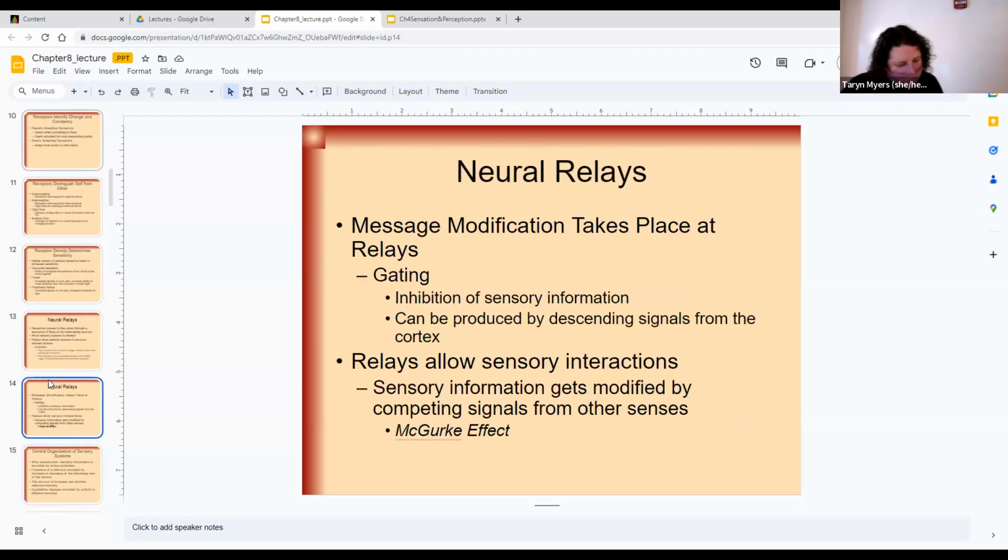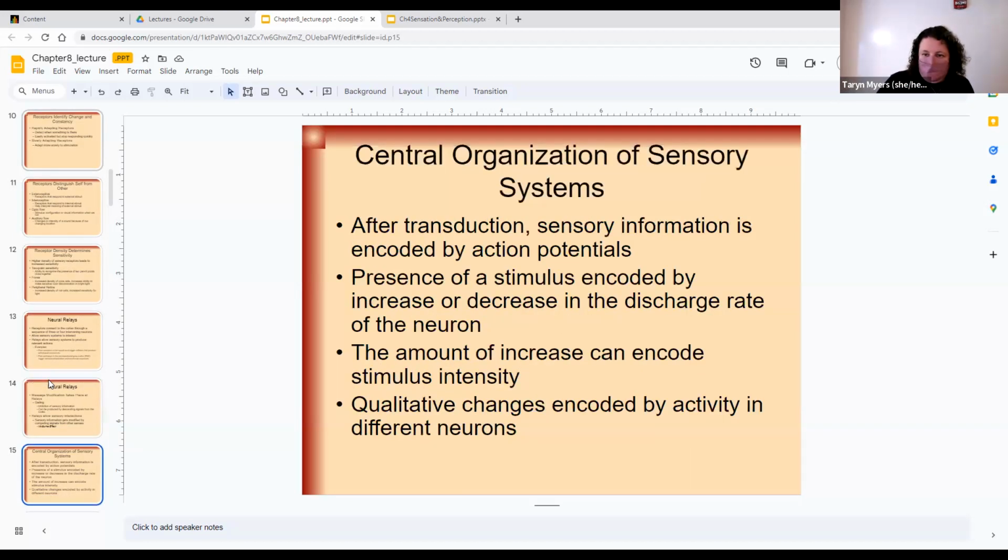So transduction is where that sensory information is turned into things that the brain can interpret, basically action potentials and neurotransmitter messaging. And the presence of a stimulus is encoded by an increase or decrease in how fast neurons are firing. Basically, the discharge rate. It sounds kind of weird, but that's what it is. And then the amount of increase can also encode intensity.